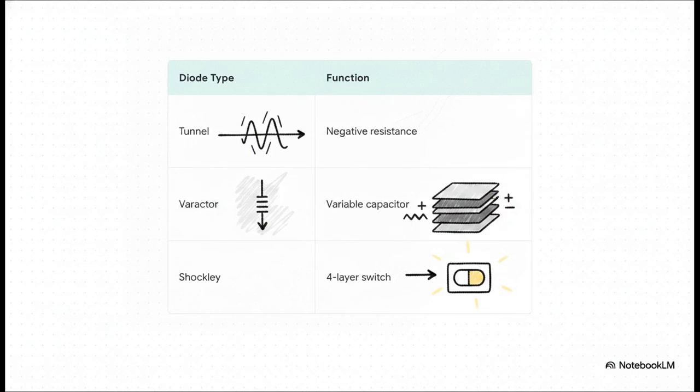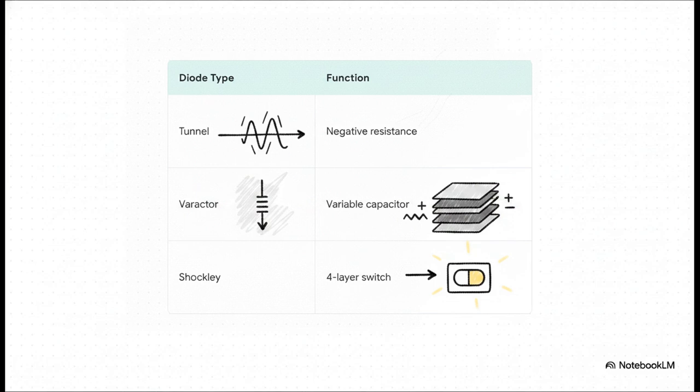To round out this rather eccentric family of rule breakers, we have a few other highly specialized components. First, there's the tunnel diode. This thing is so heavily doped with impurities that it exhibits something wild called negative resistance. Normally, as voltage increases, current increases. Simple. But in a tunnel diode, there is a specific operating region where pushing more voltage actually causes the current to drop. This bizarre trait makes them absolutely perfect for oscillator circuits.